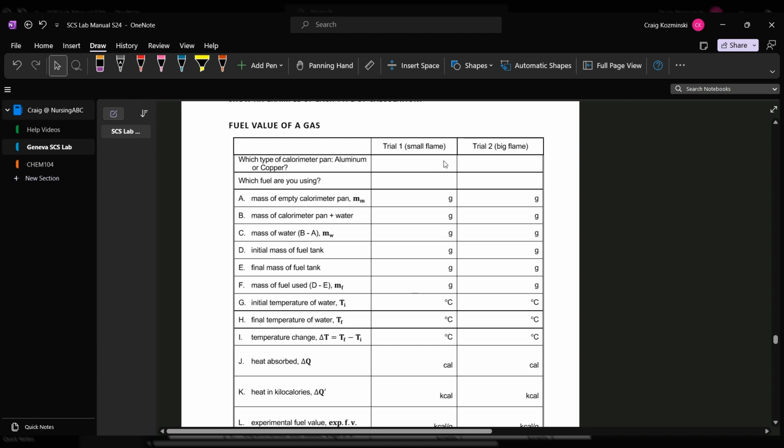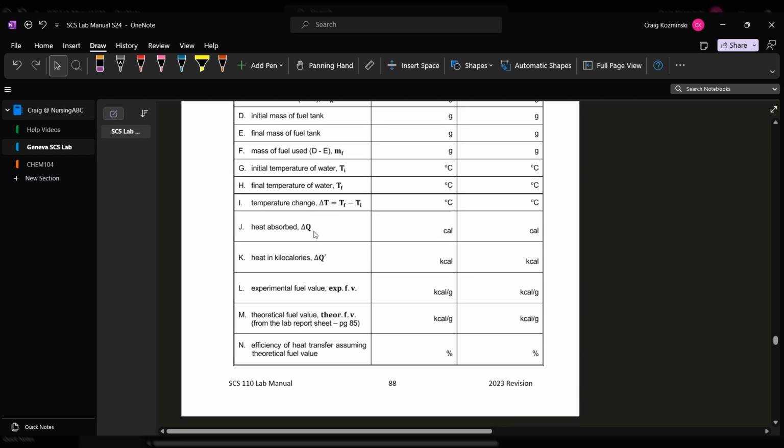You'll be recording the type of pot that you're using as well as the fuel. You'll be measuring the mass of the calorimeter pan as well as the mass of the water. The initial and final mass of the fuel tank, the difference between that will give you the mass of the fuel that was actually combusted. And then we'll have our initial and final temperatures.